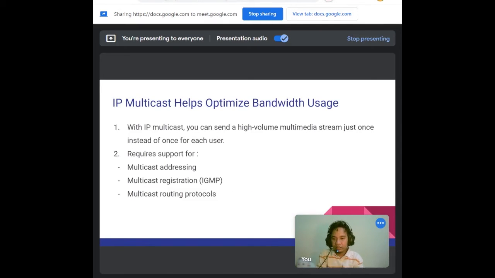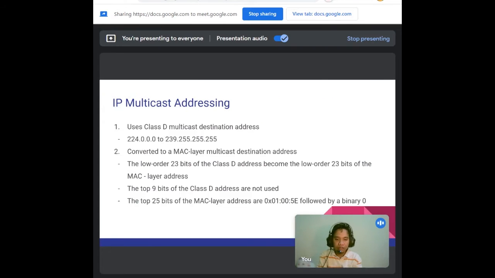After that is IP multicast help optimize bandwidth usage. First, with IP multicast, you can send a high volume multimedia stream just once instead of once for each user. Secondly, it requires support for multicast addressing, multicast registration, IGMP, and also multicast routing protocol.